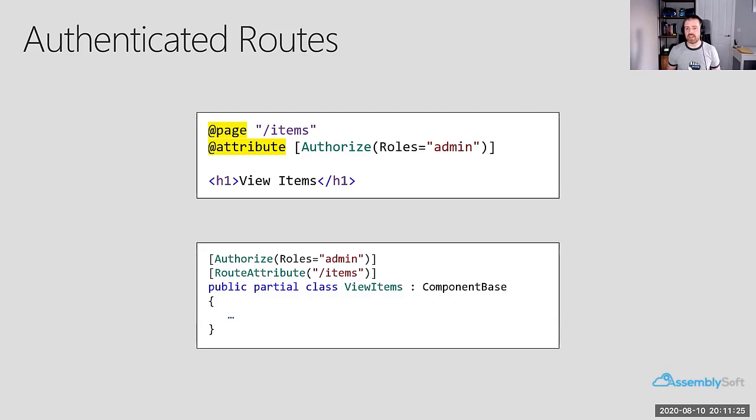You can even do stuff like this. So you can quite happily apply roles. So you can say you can only view items if you're in the role of admin. Same with policy. So you can say policy admin is admin or something like that. And again, you can see that just compiles down to an authorize attribute with roles, the same as it would in web API.